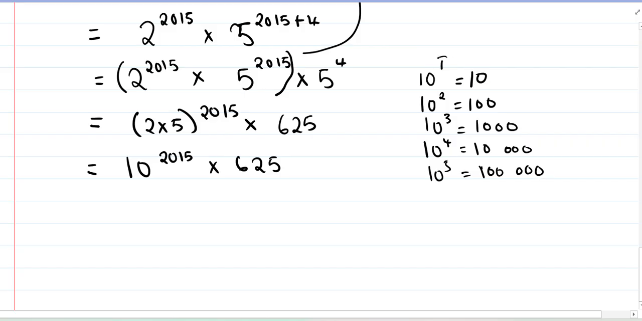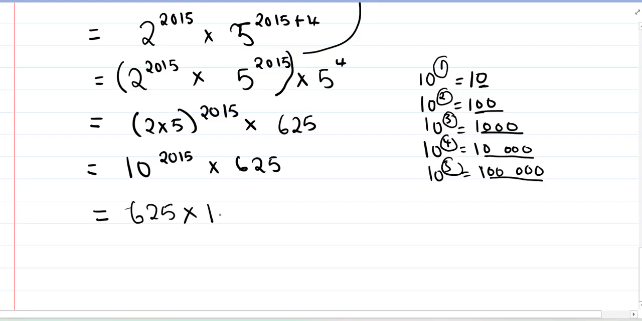Meaning that if the exponent is 1, you only have 1 zero. If the exponent is 2, you have 2 zeros. If the exponent is 3, you have 3 zeros. If the exponent is 4, you have 4 zeros. Exponent is 5, you have 5 zeros. The pattern continues in that particular way. So in this case, we're going to have 625 multiplied by 10 with so many zeros. The zeros continue, but you'll have 2015 zeros.